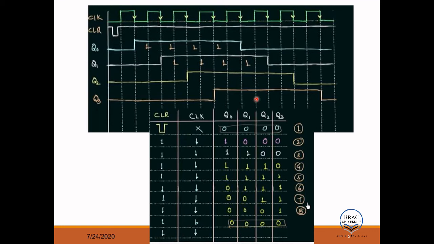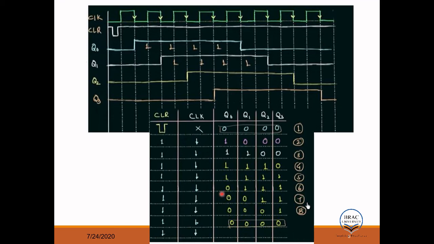Next one will be 1 1 1 0. Next one will be 1 1 0 0. And next one will be 1 0 0 0. Last one will be 0 0 0 0. So that's all.